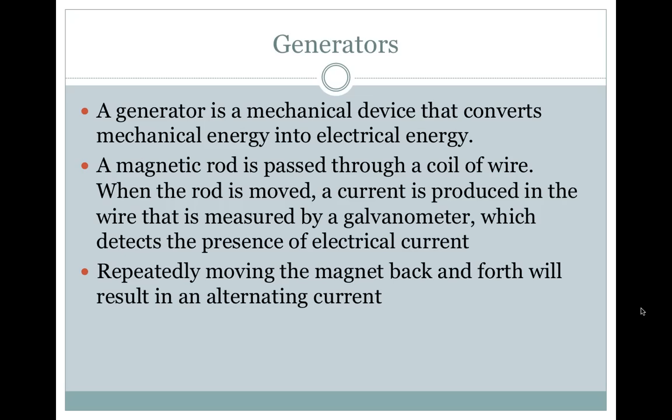Generators. A generator is a mechanical device that converts mechanical energy into electrical energy. A magnetic rod is passed through a coil of wire. When the rod is moved, a current is produced in the wire that is measured by a galvanometer, which detects the presence of electrical current. Repeatedly moving the magnet back and forth will result in an alternating current.